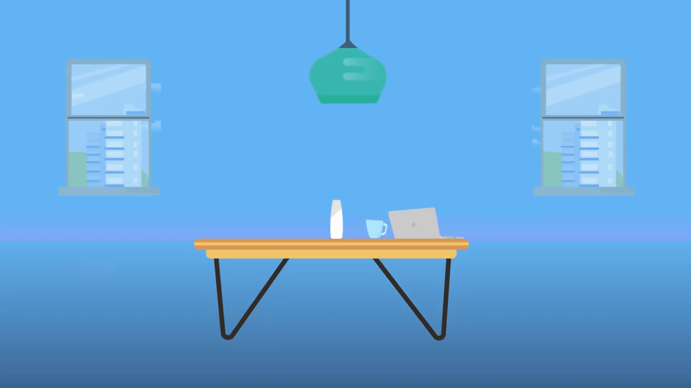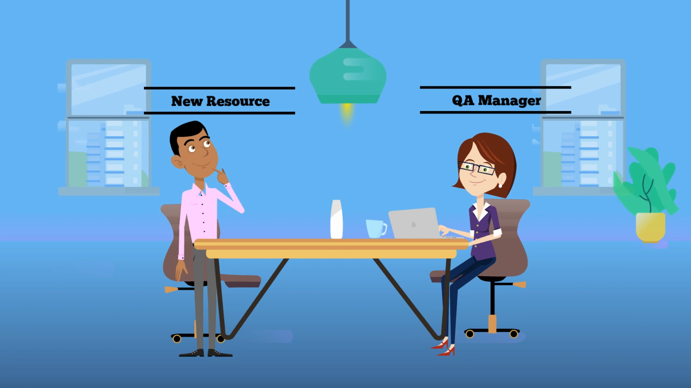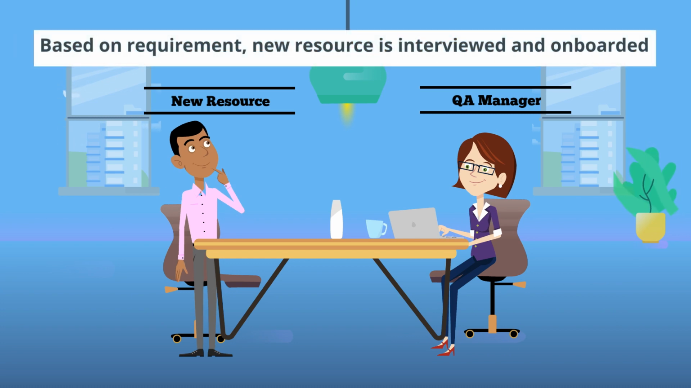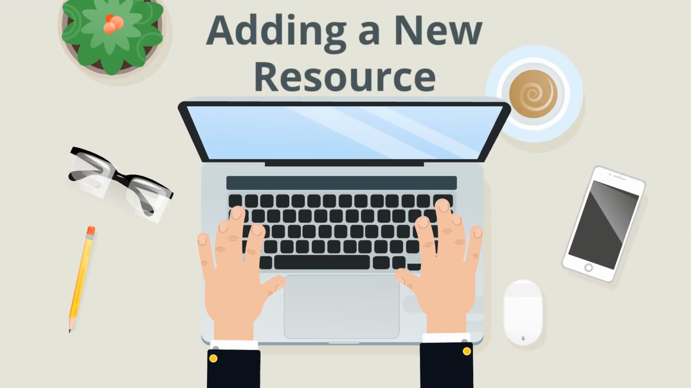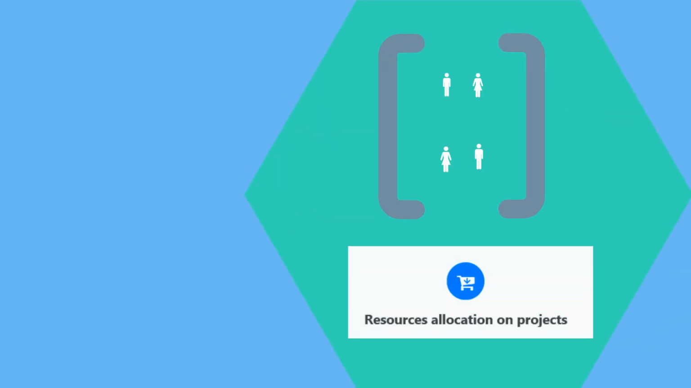When there is a requirement for a new resource, which is identified during the demand management meeting, a new resource is interviewed and onboarded. The onboarded resource then gets added into the resource list module with their dates and also is assigned to the project. This brings us to the next module, resource allocation on projects.